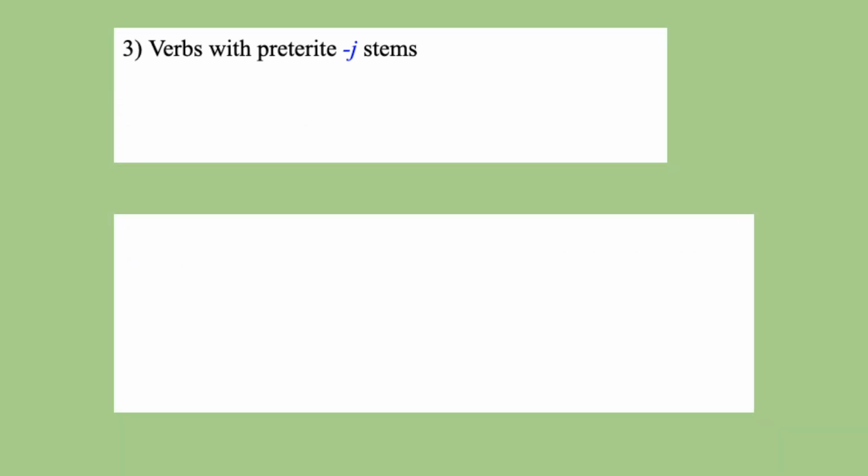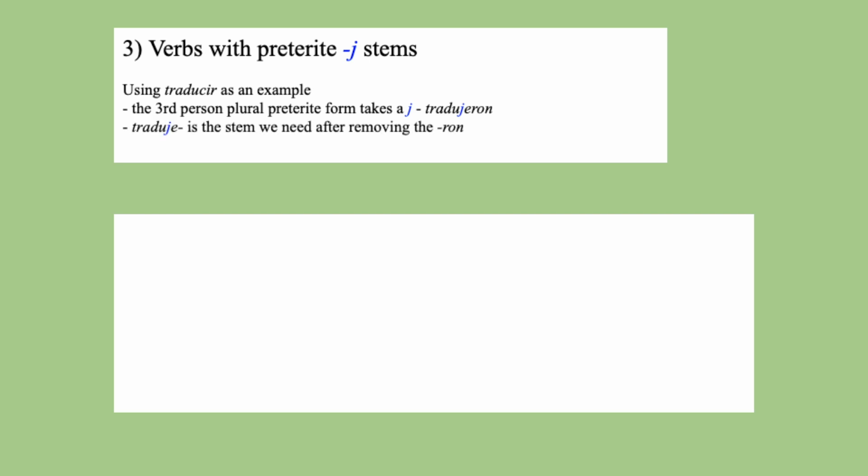Next are verbs that take a J in their preterite stems. So traducir, in the third person plural preterite form, is conjugated as tradujeron. We remove the ron and obtain the stem traduje. So to this stem we add the imperfect subjunctive endings.